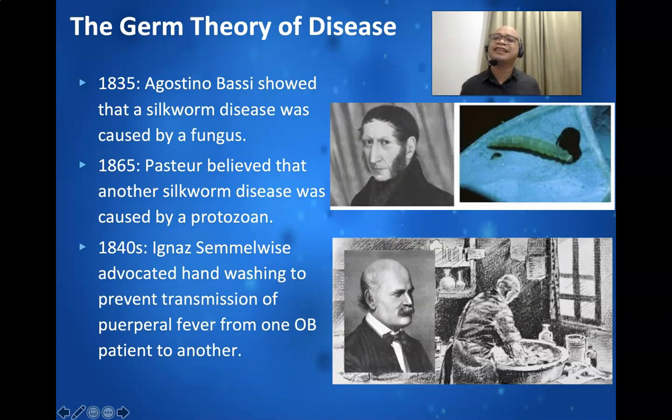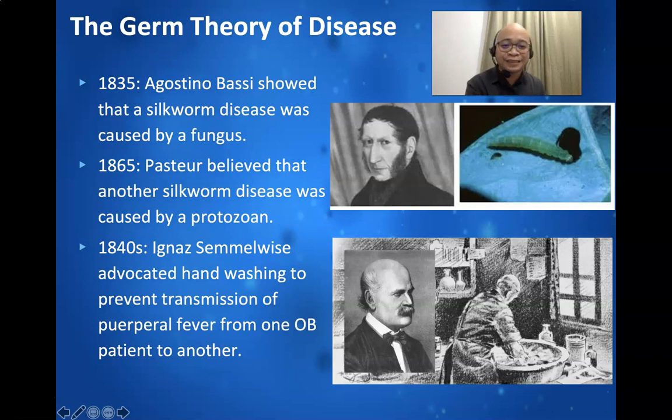Because of the advances in the field of microbiology, many scientists began to discover many things. For example, in 1835, Agostino Bassi showed that a silkworm disease was caused by a fungus. But 30 years later, in 1865, Louis Pasteur refuted it, and he said that another silkworm disease was actually caused by a protozoan.